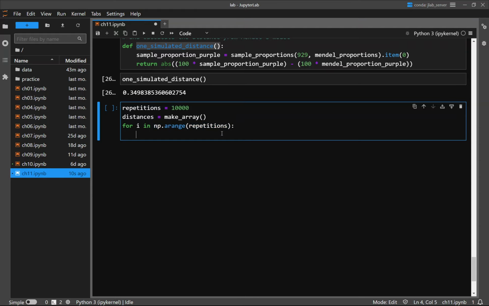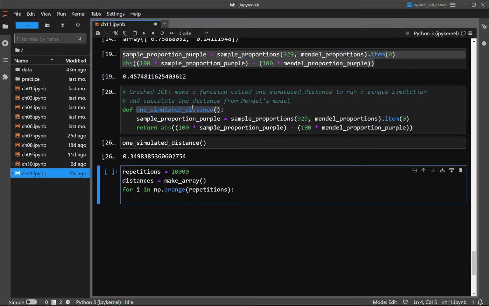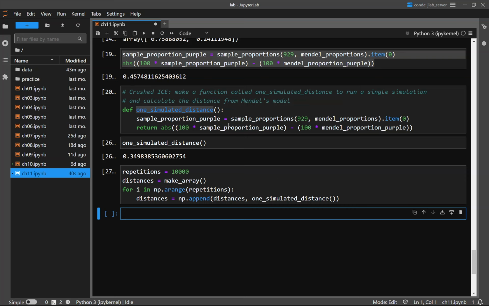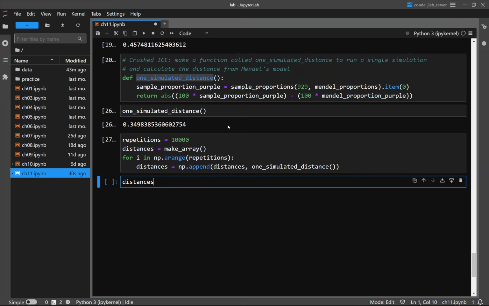And every time I'm in this loop, what I want to do is add to my distances. I'm going to call this function one_simulated_distance, and take that and add it to the end of my distances array. np.append to the distances array, that one new one that we got here. And this doesn't update the original array, it gives back a new one, so we say distances is now that. That's what we do. And so after I run this, I will have 10,000 simulated distances in my distances array.